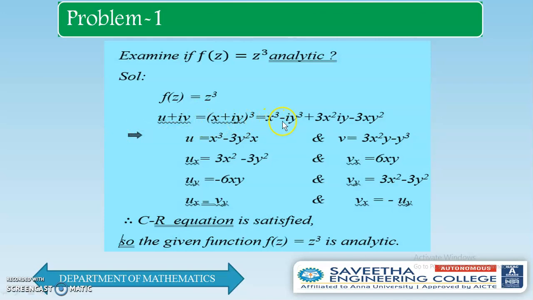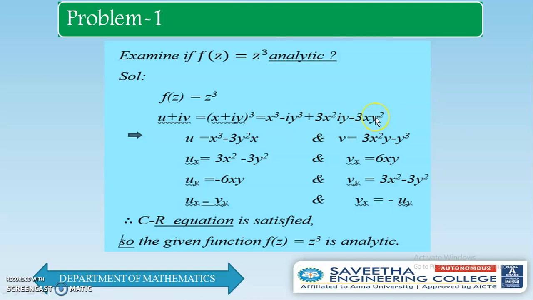So x cube, then minus i y cube, because i square is minus 1, so i cube means minus 1 into i, which is minus i. So we get minus i y cube, plus 3a square b, that is 3 times x square times iy, then 3b square a, so 3 times x.